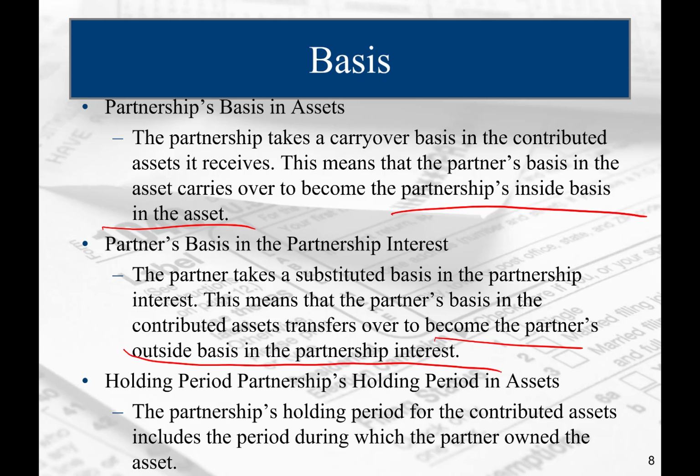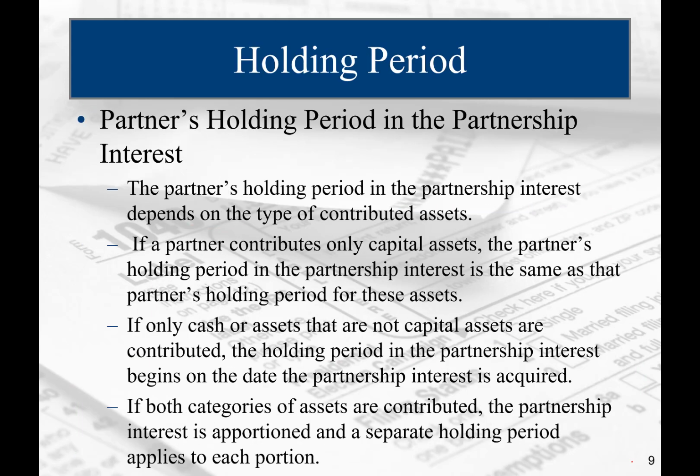Now, how do we treat those items? Are they long-term, short-term? The partnership's holding period for the contributed asset includes the period during which the partner owned that asset. So if the partner had owned the asset for 2 years or something, then it's going to maintain the holding period going forward. The corporation holds it for another year after that. Now the partnership holds it another year after that. It's assumed that the partnership held that for 3 years, right? In that little example. Okay.